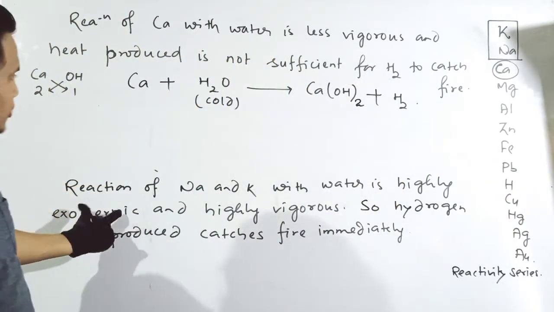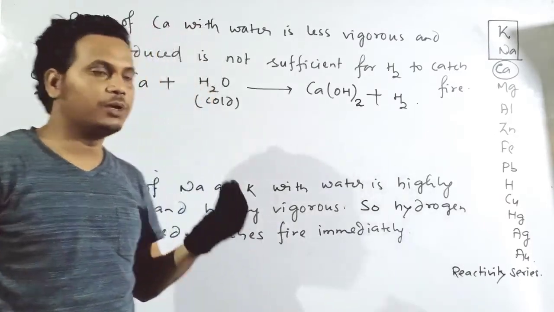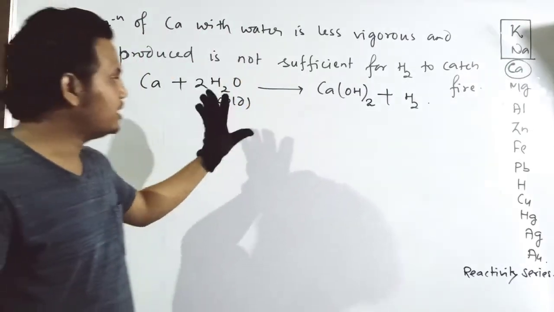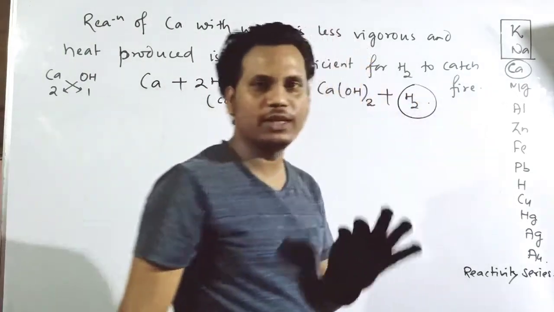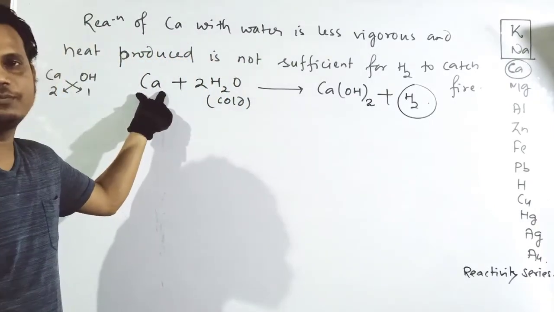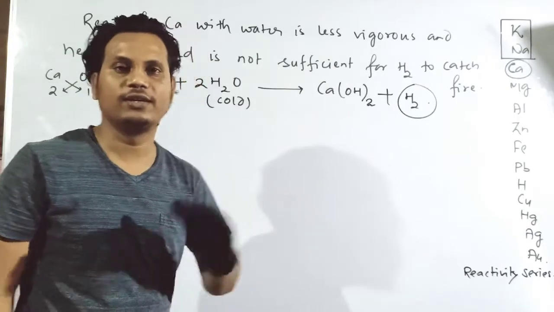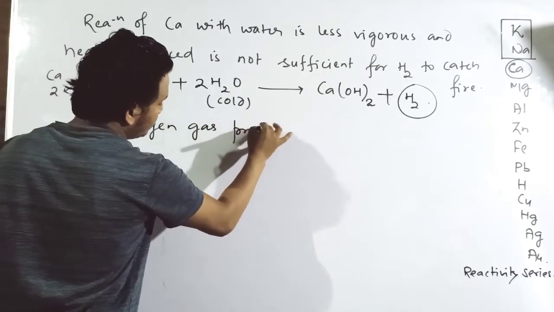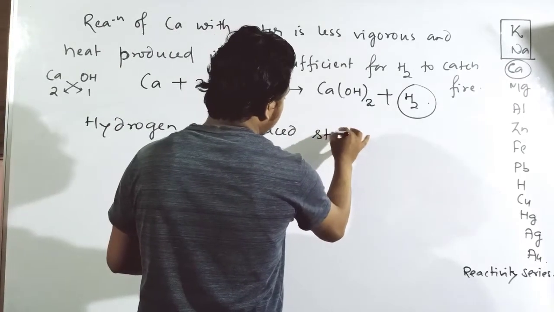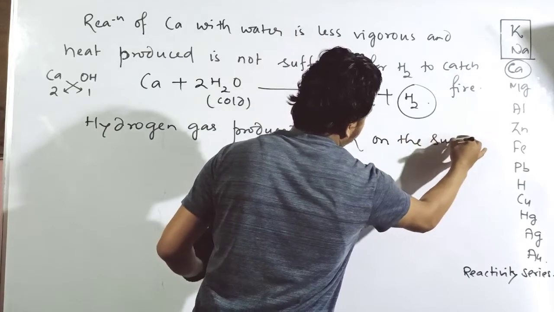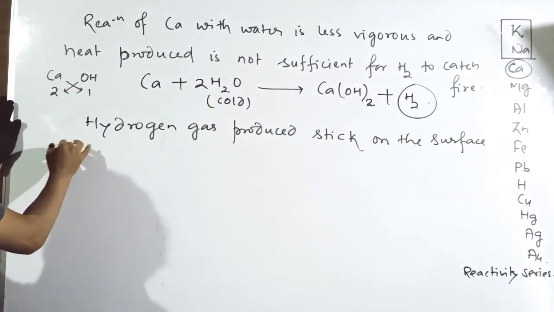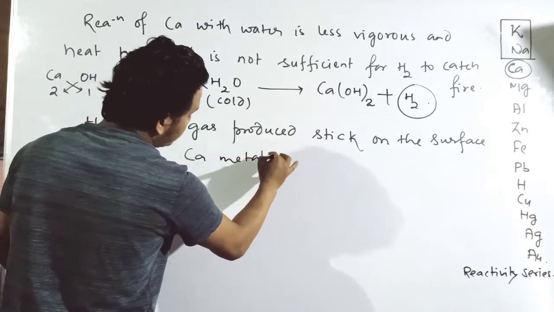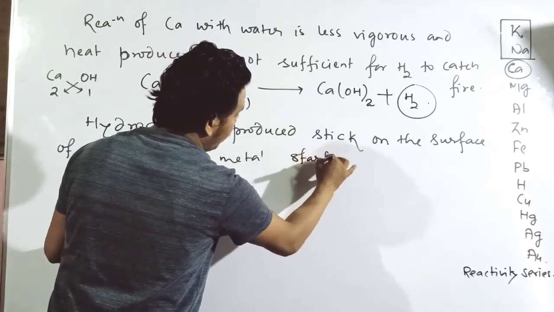So it is also exothermic. Heat production will be there, but not so much heat is produced that the hydrogen gas will catch fire. Now in this case what will happen? The hydrogen gas formed will stick on the surface of the calcium metal, and the metal will start floating.